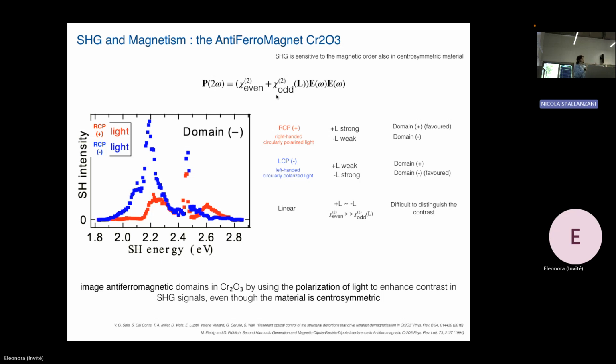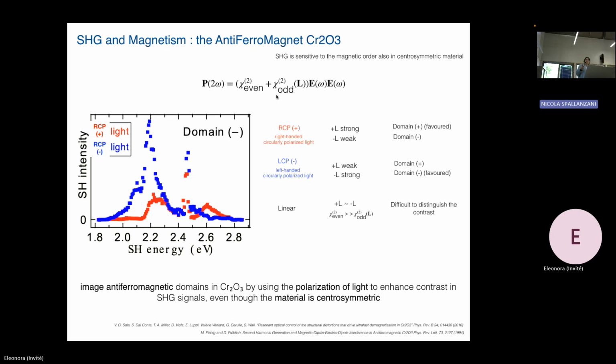The domains are in particular clearly seen if you use circularly polarized light. This is why I put this plot. What you have is red and blue. The red is right-handed circularly polarized light, and the blue is left-handed. So you change. Okay, this is the light that you send to your sample. And in this case, the domain is just a domain that I call minus. So it will be just one of the two domains that I just showed in the slide.